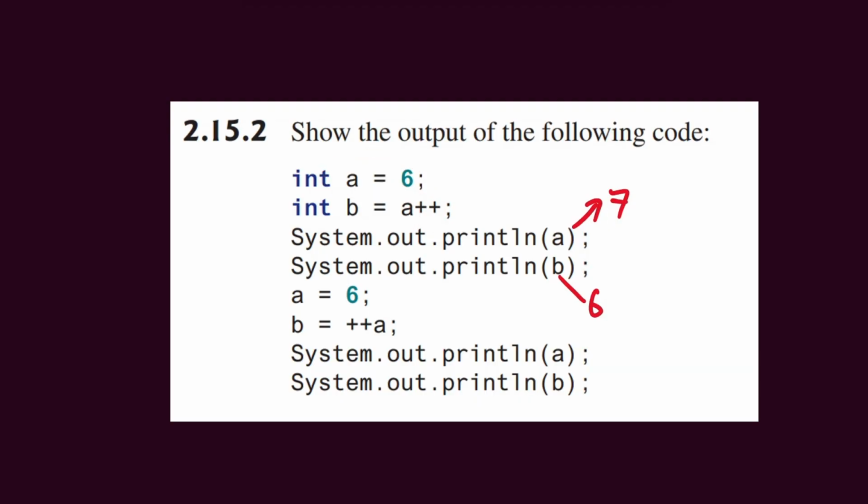All right. Now let's focus on the next one. a is 6, and then the next line, a is increased by 1, so it's now 7. And since this is a pre-increment, b is also declared as 7. So both of these are 7s.